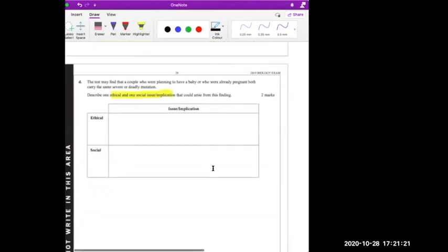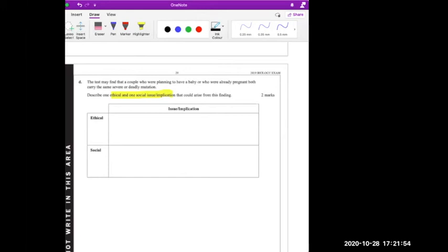Okay. The test may find that the couple who are planning to have a baby or who are already pregnant both carry the same severe or deadly mutation. Describe one ethical and one social issue or implication that could arise from this finding. So again, these questions are sort of like BS type questions. You're just reading the stem and trying to answer it. Ethical and social issues, technically there are a lot of issues that fall under both.